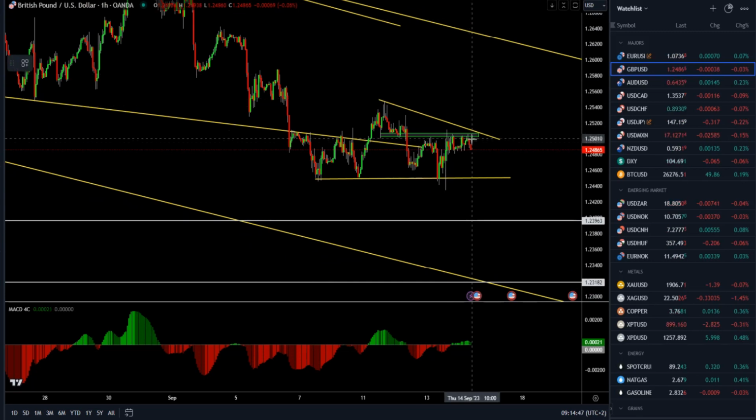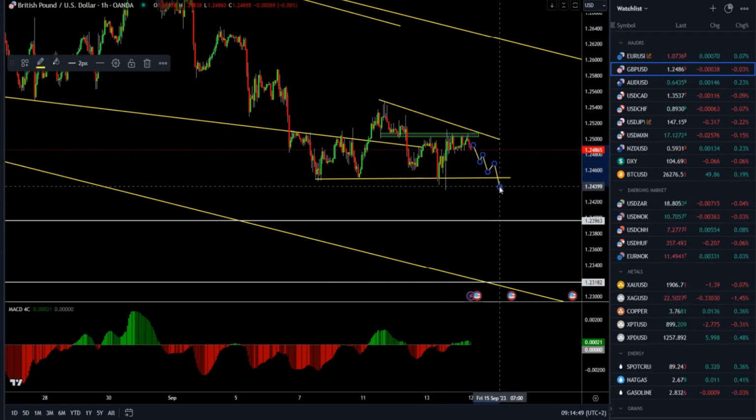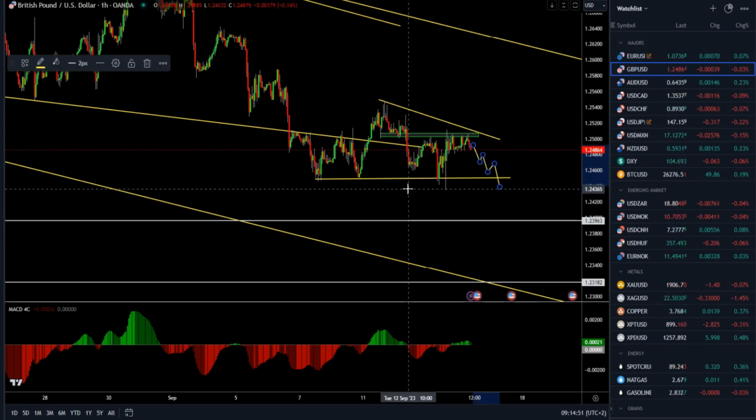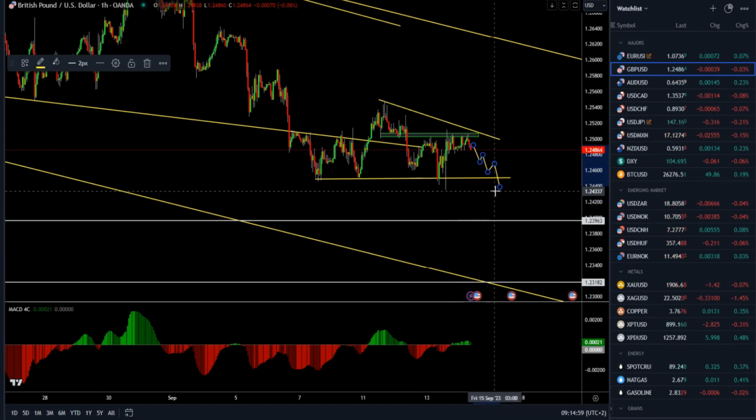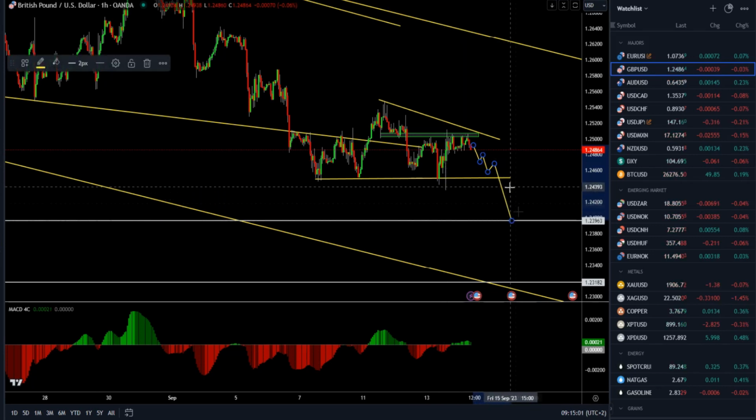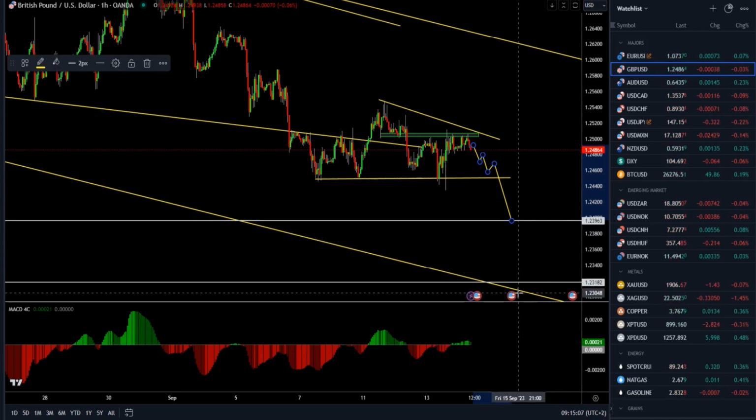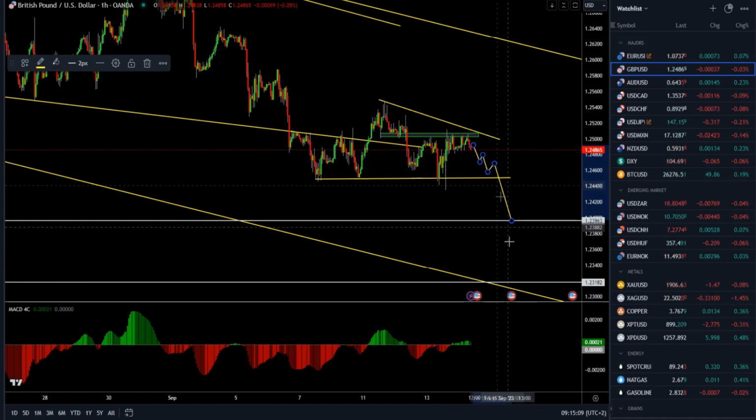So the likely scenario from this point is for the market to develop to retest the low again at the 1.2440 mark. If we can also break this pin bar at 1.2435 and hold below, we can also go and potentially test 1.2395 or even 1.2320. So this is the most likely scenario.